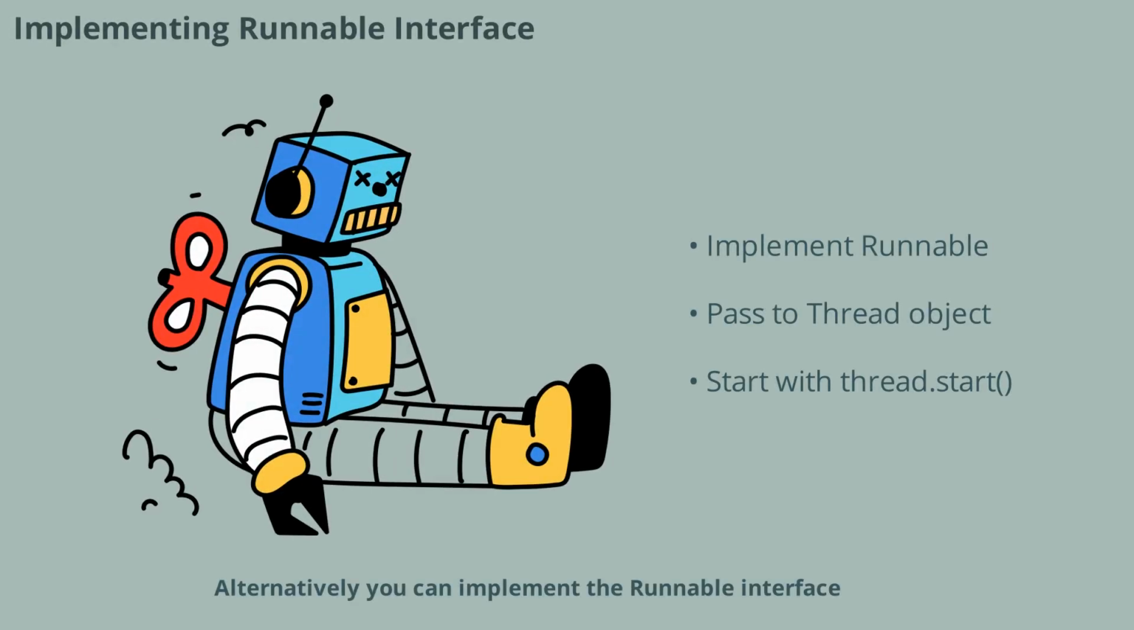Alternatively, you can implement the Runnable interface. This method is more flexible as it allows your class to extend other classes. You override the run method and pass an instance of your class to a new Thread object. Then, you start the thread by calling start on the Thread instance. This approach is widely used in real-world Java applications.